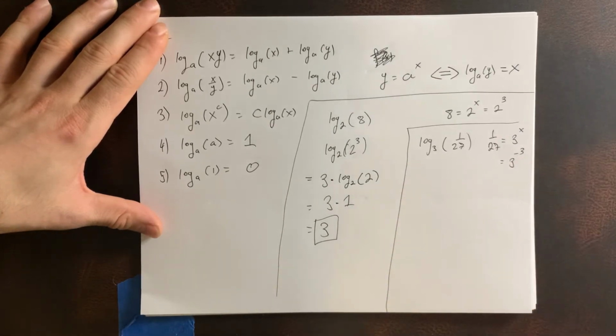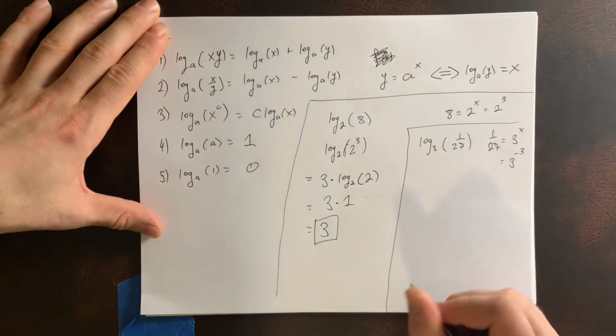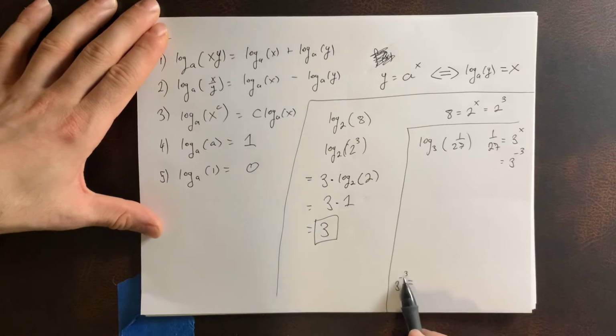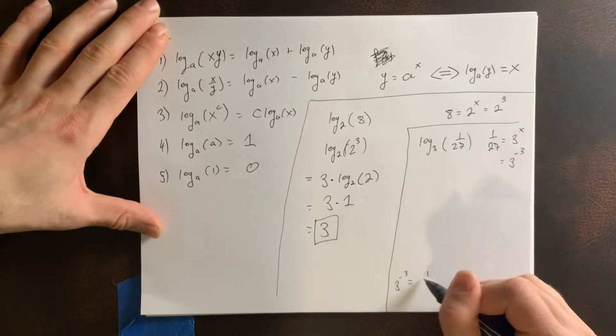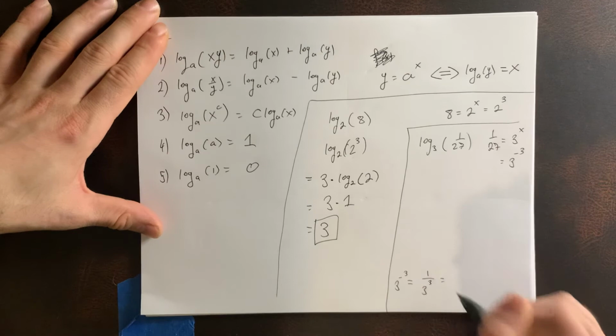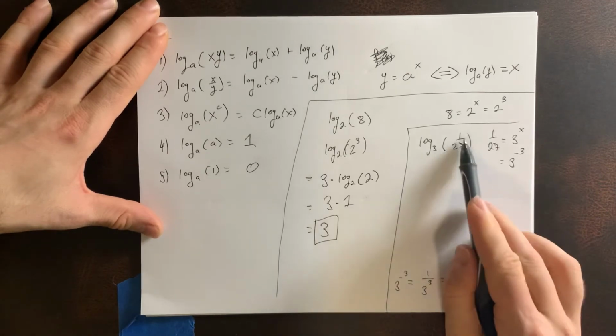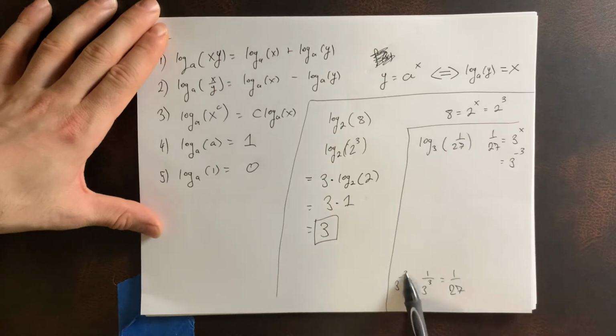So again, why is that? Well, let's simplify this a little bit down here. If we have 3 to the minus 3, remember a minus exponent just brings something from the top into the bottom. So this is going to be 1 over 3 to the 3. And 3 to the 3 is 27, so 1 over 27. So we can rewrite this 1 over 27 as 3 to the minus 3.